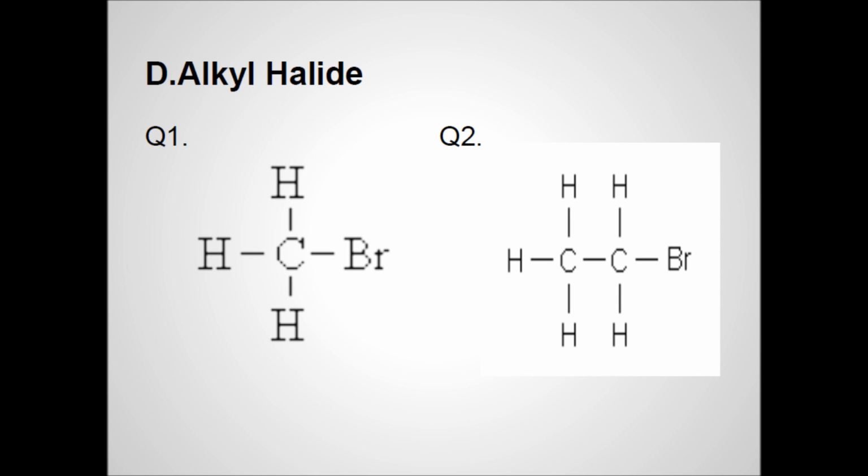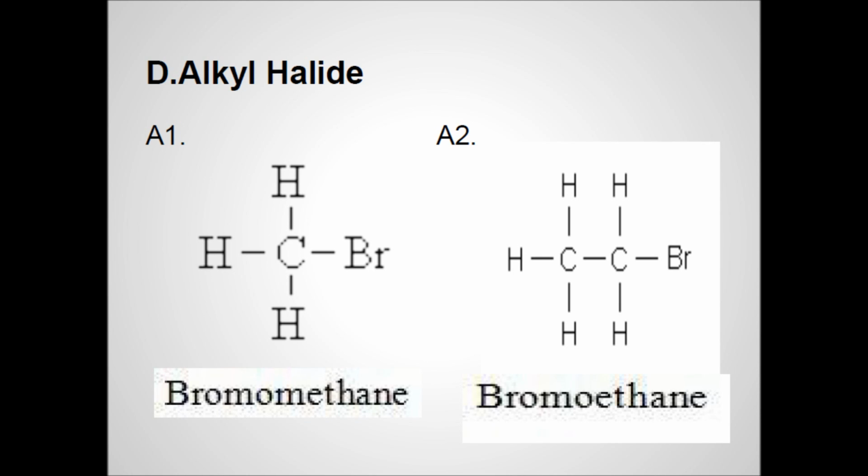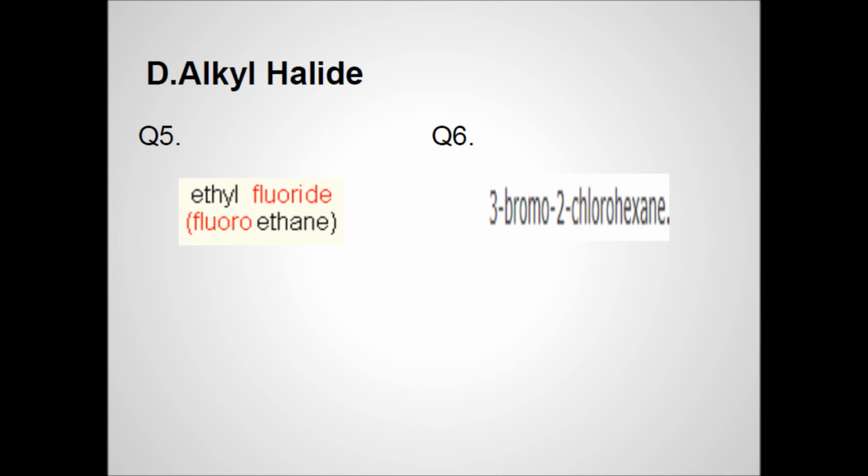Try to name them with the structural formula given. The first one has 1 bromide in place of 1 hydrogen and has 1 carbon and 3 hydrogens. Then it is called bromomethane. The second one also has bromide in place of 1 H and has 2 carbons and 5 hydrogens. Therefore, it is bromoethane. Now try to name this.